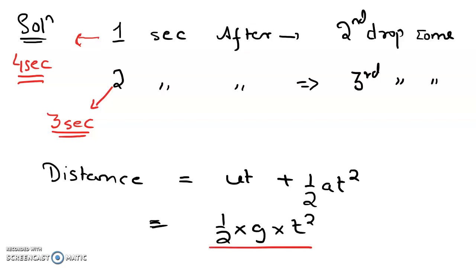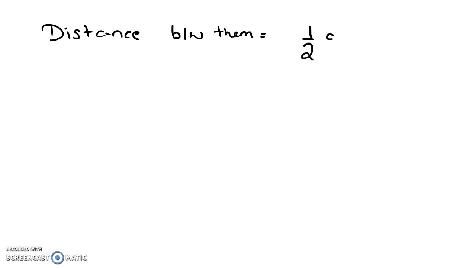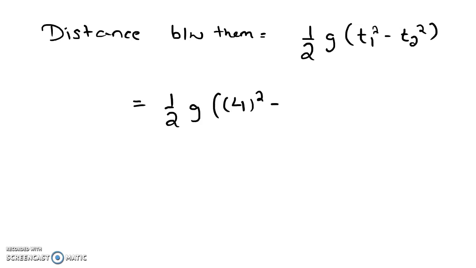So just go for this equation. The first drop has taken 4 seconds and the second drop has taken 3 seconds. So the distance between them is half g times t1 square minus t2 square. One of the drops has taken 4 seconds, so that is 16, and the other has taken 3 seconds, so that is 9. 16 minus 9 is 7. So 7 by 2 g is the distance between them.